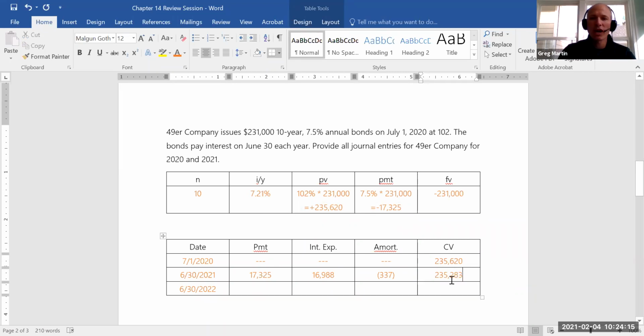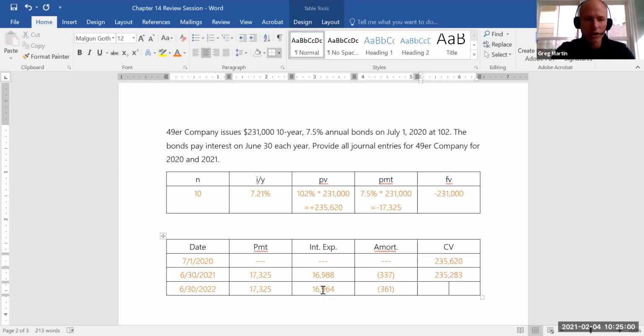So again, now the carrying value has been reduced by the amortization amount. Now this next row is looking at what happens from 7/1/2021 through 6/30/2022. Again, the contractual obligation is the company must pay $317,325. The interest expense, using the effective interest method, is the previous carrying value times the bond yield of 7.21%. So the interest expense is $16,964. The amortization is the difference between the two, $361.